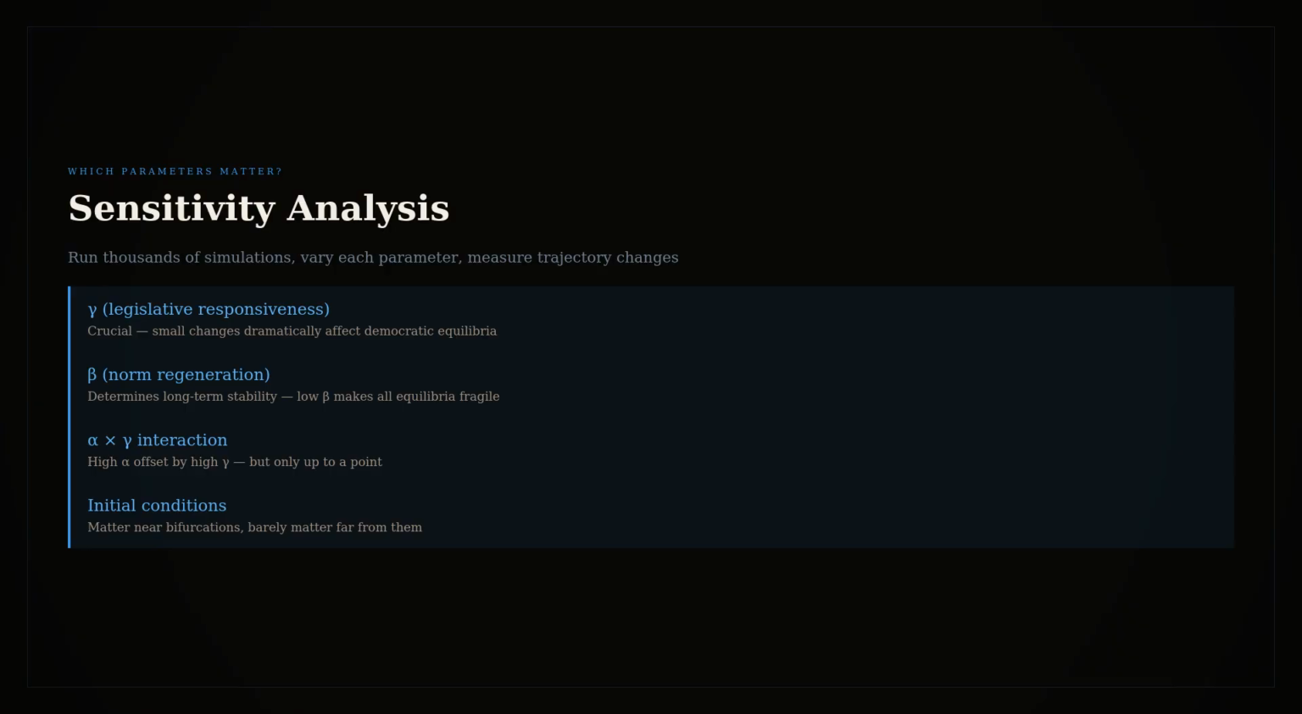For Saylor's model, several findings emerge. Gamma, legislative responsiveness, is crucial. Small changes in gamma dramatically affect whether democratic equilibria exist and how large their basins are. Beta, norm regeneration, determines long-term stability. Low beta makes all equilibria fragile. The interaction between alpha and gamma matters as much as either alone. High wealth accumulation can be offset by high legislative responsiveness, but only up to a point.